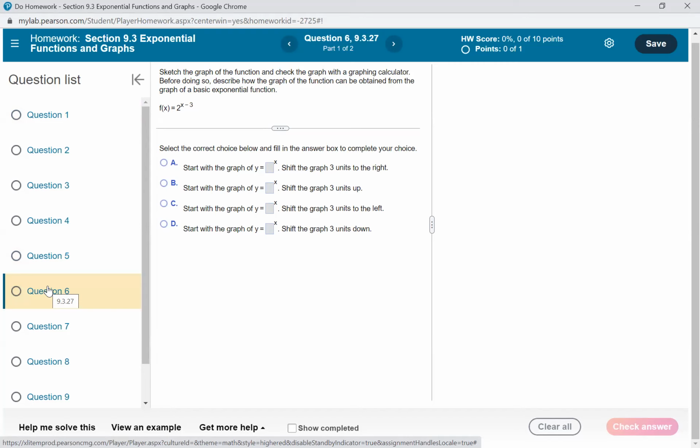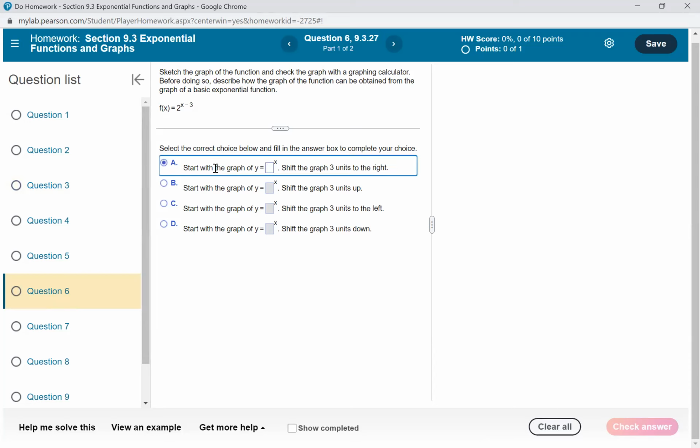They want me to sketch the graph and check the graph with a graphing calculator. But before doing that, they want to describe how the graph can be obtained from one of the graphs of a basic exponential function. So they're attacking that x by subtracting 3. That's going to move me left or right. So since they're subtracting 3, it's going to move me to the right 3 units. So let's see which answer has to the right. So y'all, that would be A.